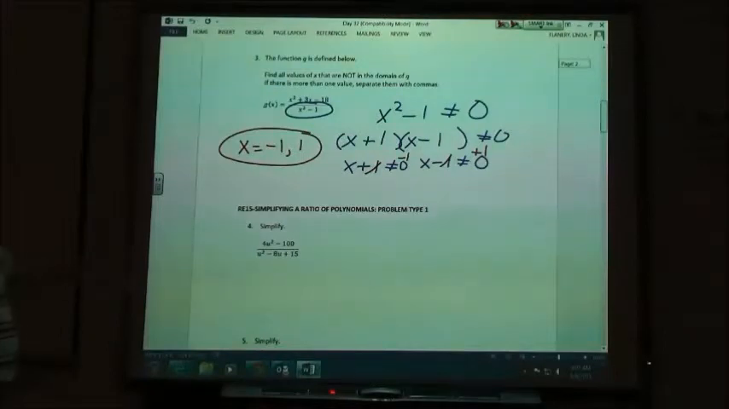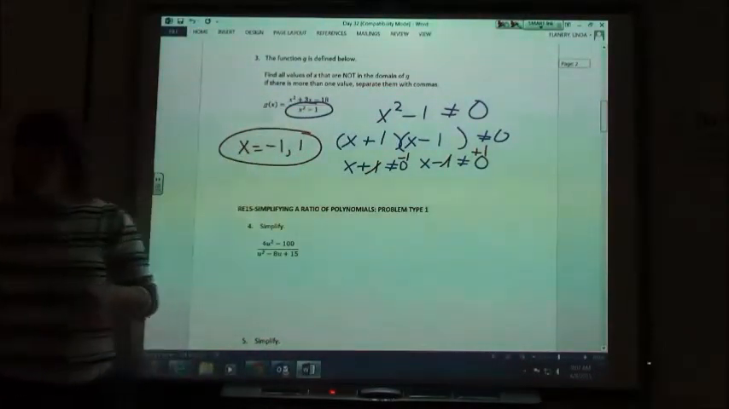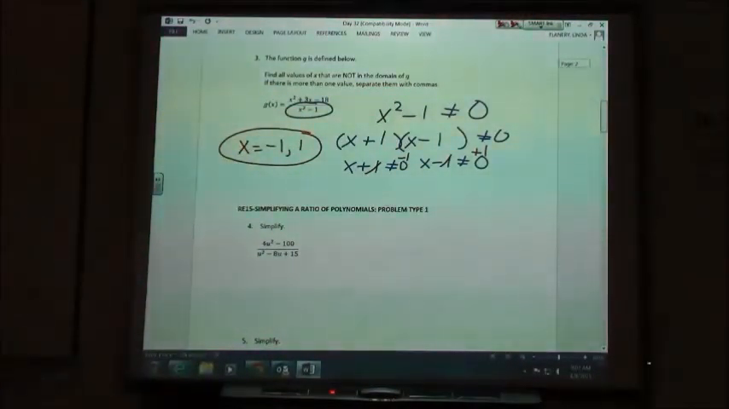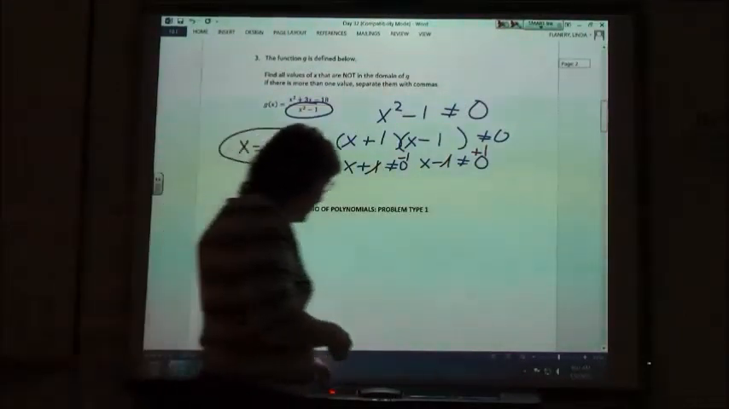Sometimes you will have ones where you don't have the square term and you just move the number over and it's pretty easy to solve. But most of the time they like you to practice your factoring, which we're going to do on the next ones.